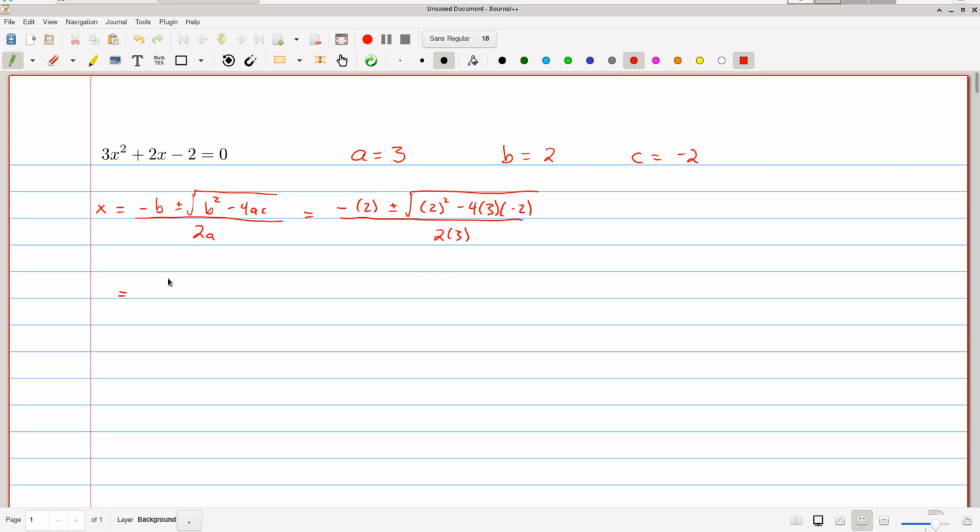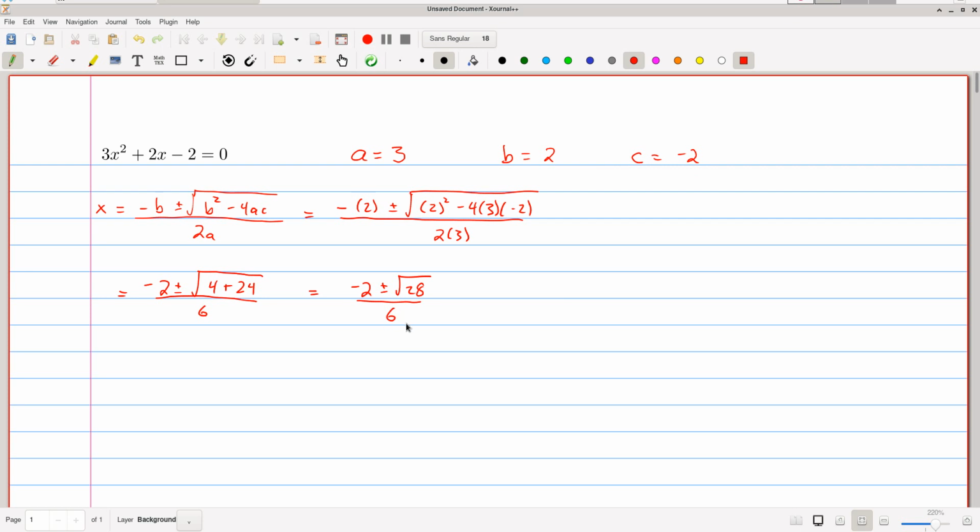If we simplify this, on the outside we've got negative 2, and then plus or minus the square root of 2 squared is 4. Negative 4 times 3 is negative 12. Negative 12 times negative 2 is positive 24, all over 6. Let's combine inside the radical. So now we've got negative 2 plus or minus radical 28, all over 6.